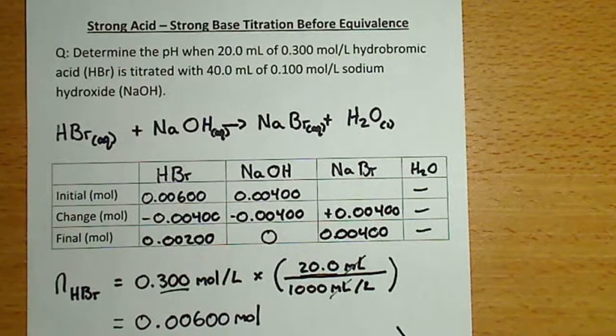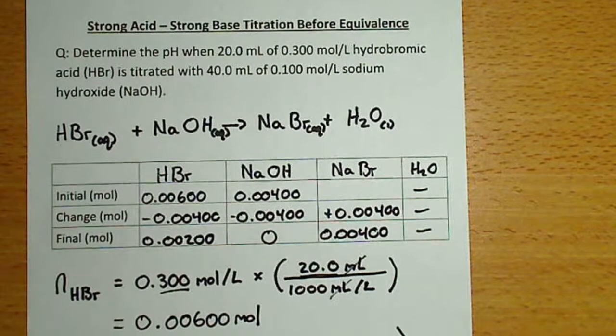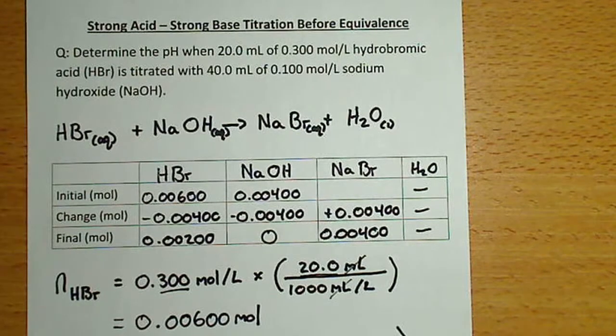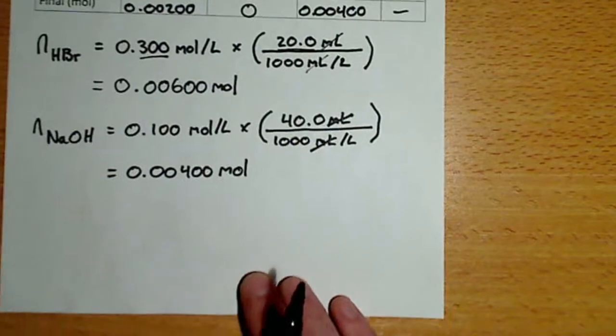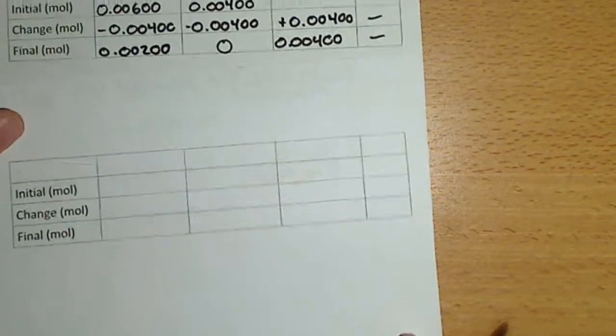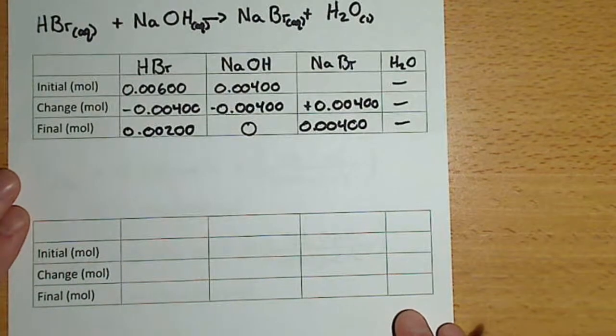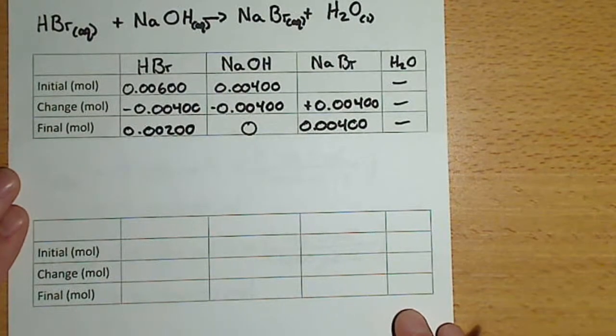Now that we know how many moles of hydrobromic acid we have remaining, we can determine how that will impact the pH of the solution. So, I'm going to write a new reaction where my remaining moles of hydrobromic acid react with water to form hydronium ions, which we can use to determine the pH of the system.